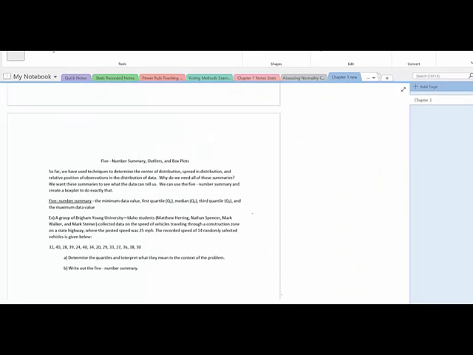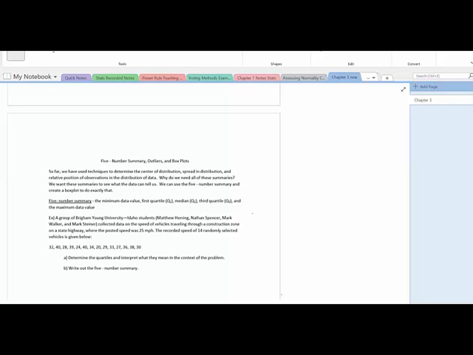In this video, we're going to be working on the 5-number summary and outliers. So the 5-number summary is 5 data values that include the minimum data value, the first quartile, the median, the third quartile, and the maximum data value. So let's take a look at an example.